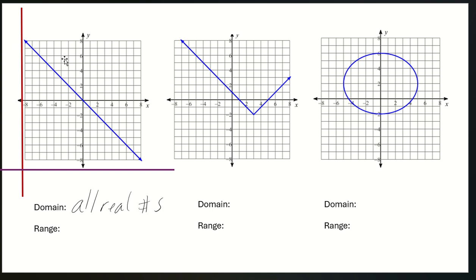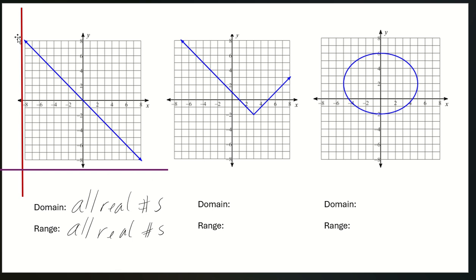Now we're going to look at our range. So we're going to take our purple line, our horizontal line, and go from the bottom up. We look at everywhere the graph is that the purple line hits. Again, the arrows extend in both directions, so our range is also all real numbers. So we're going to write that down. But again, a lot of you probably already knew that from what you learned in class before. You know that domain and range for a linear function is all real numbers.